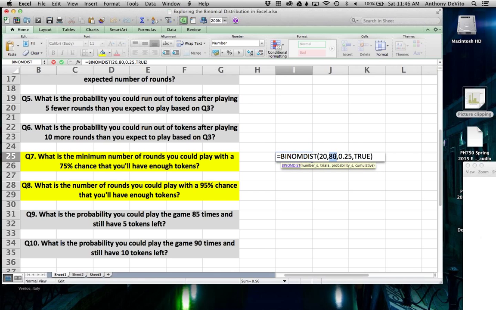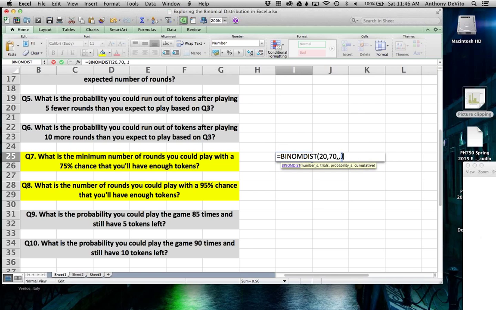One way I can do this is to just change this to a 70 and see what the probability is. Oops, I messed that up. I've got to change this back to 0.25, I think it was. It doesn't like me editing this way. Every time I touch something, it goes away. 70. Why is it doing that? Oh my goodness. 70. BINOM.DIST, 20, comma, 70.